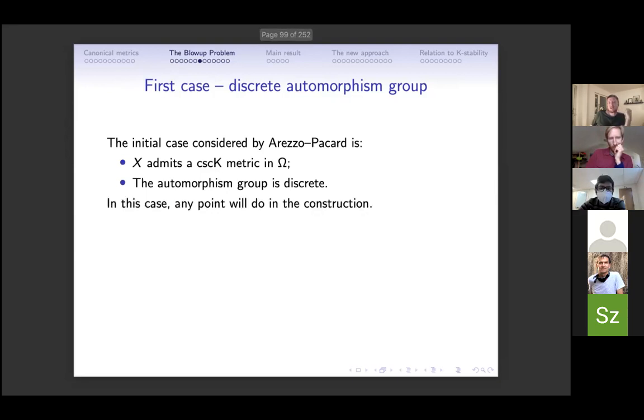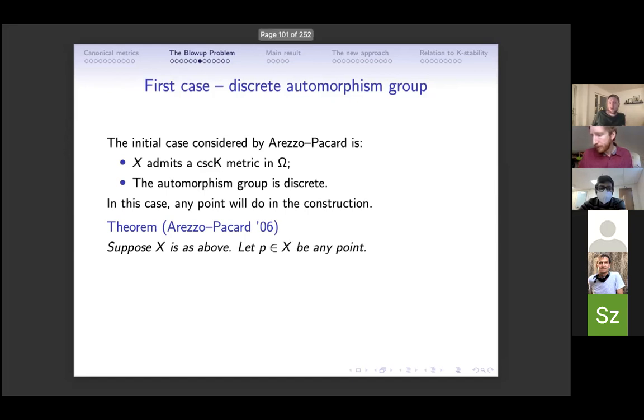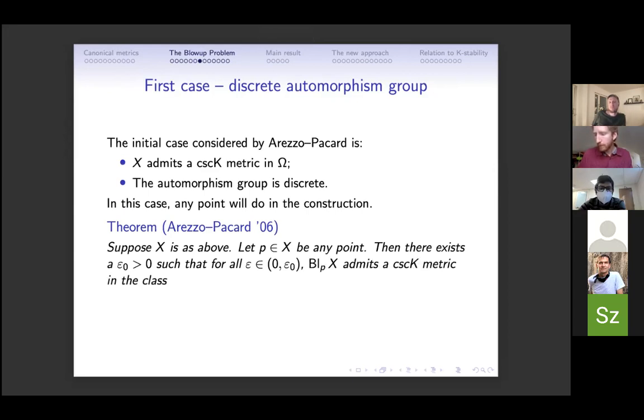And in that case, any point will do in the construction, meaning if you pick X in that way and pick any point, then for all sufficiently small epsilon, the blowup admits a CSEK metric in these classes, making the volume of the exceptional divisor really small. It's classes omega epsilon. So there are no restrictions on the point. Any will do.